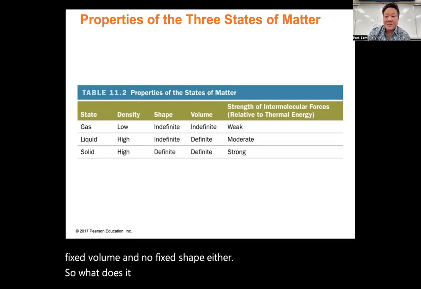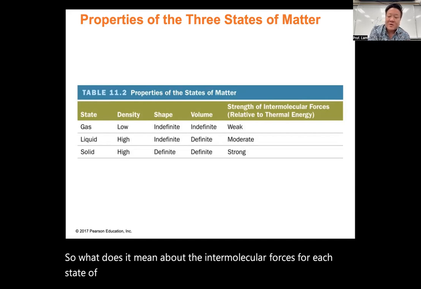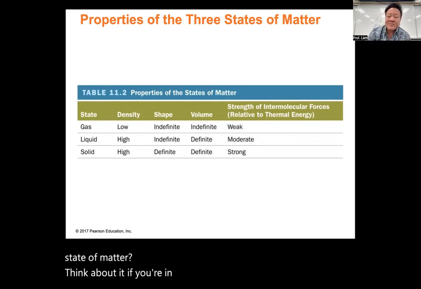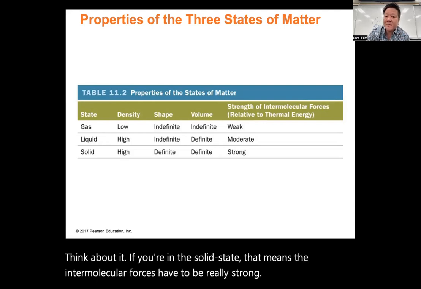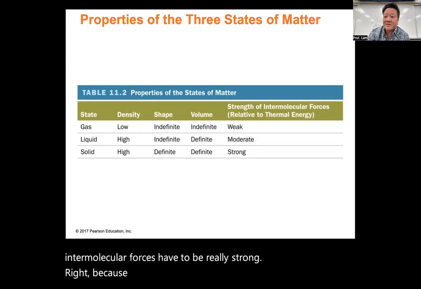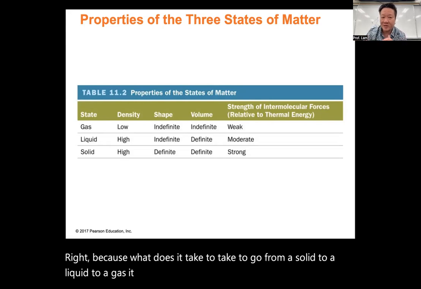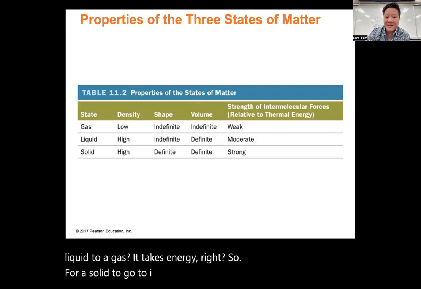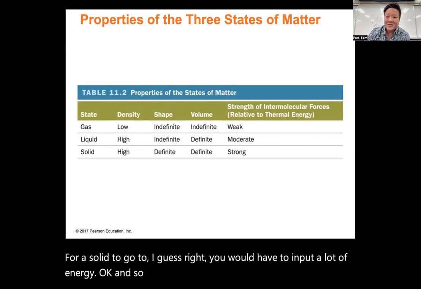So what does it mean about the intermolecular forces for each state of matter? Well, think about it. If you're in the solid state, that means the intermolecular forces have to be really strong, right? Because what does it take to go from a solid to a liquid to a gas? It takes energy, right? So for a solid to go to a gas, you would have to input a lot of energy, okay? And so therefore, a solid must have really strong IMFs, right?